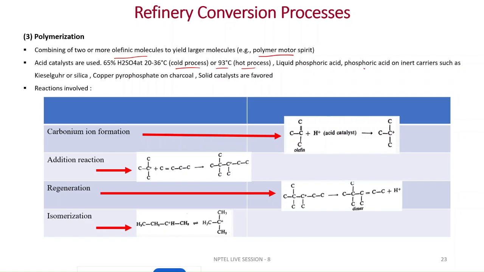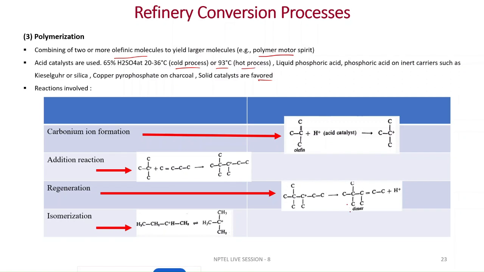Liquid phosphoric acid is also used. Phosphoric acid on inert carriers such as kieselguhr or silica, and copper pyrophosphate on charcoal as solid catalysts are also favored. So the reactions involved: the first one is carbonium ion formation. You can see that with olefins and an acid catalyst, you have the H plus ion, and there you produce this carbonium ion. The next step is the addition reaction, where this carbonium ion reacts with olefins, and then again it forms this kind of structure.